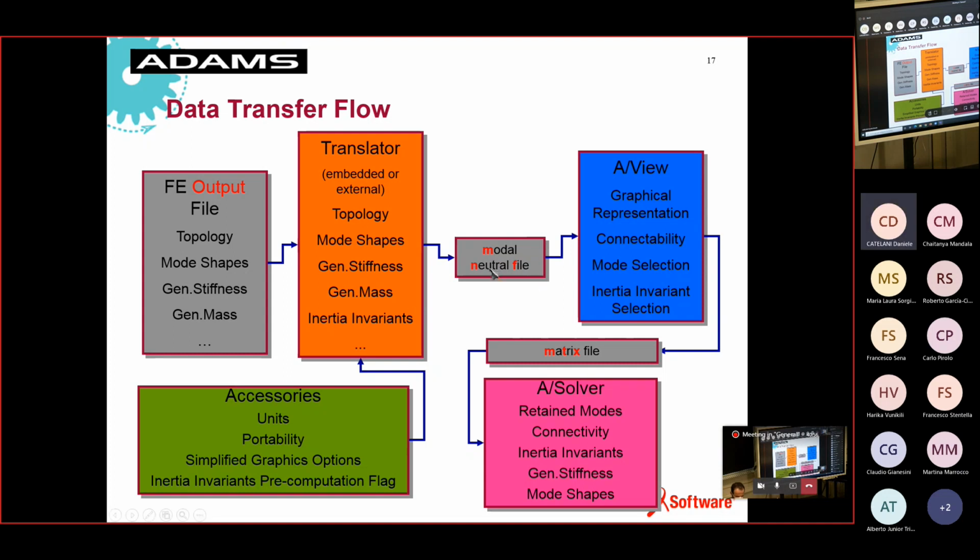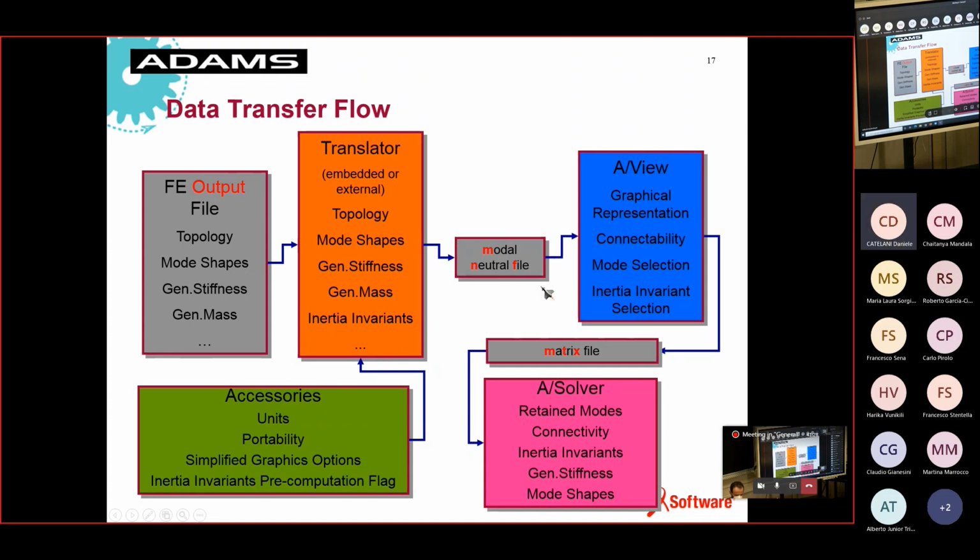and the neutral means that this file has the same content and format independently from the finite element code you are using. So you can have the same file from Nastran, from Marc, from ANSYS, and from Abaqus, for example. When you have this file, you can open Adams View, and you can create a flexible body reading this file.